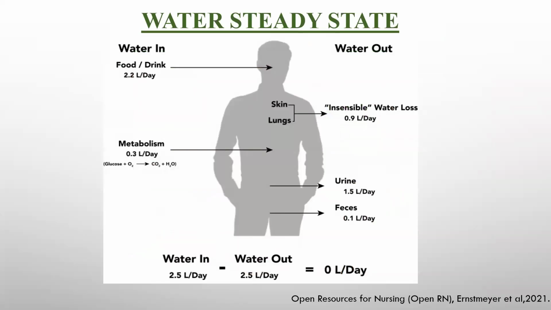The water steady state refers to the dynamic equilibrium between the water intake and water loss, thus maintaining a constant total body water and plasma osmolality under normal physiological conditions. The water intake is mainly through the food or the drink, which corresponds to 2.2 liters per day, and the metabolism, which corresponds to 0.3 liters, and a total water intake of 2.5 liters per day. The water output is in the form of urine, which corresponds to 1.5 liters per day, the insensible water loss through the skin and lungs, which is 0.9 liters per day, and through the feces, 0.1 liters per day, which is also 2.5 liters. Thus, the water ingested is equal to the water excreted.